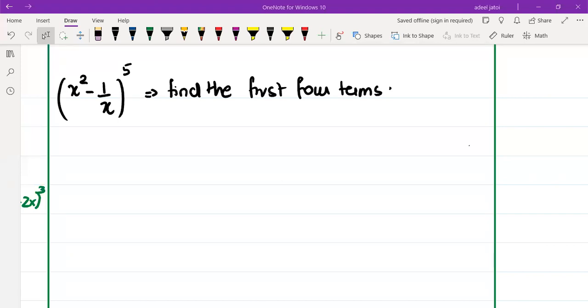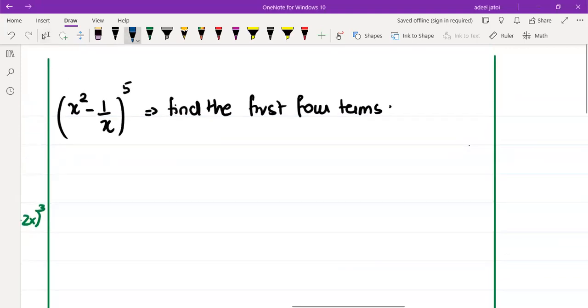So the question says (x² − 1/x)^5. We need to open what? The first 4 terms. So to open the first 4 terms, we start off with 5C0 (x²)^5 (−1/x)^0. This is your first term.